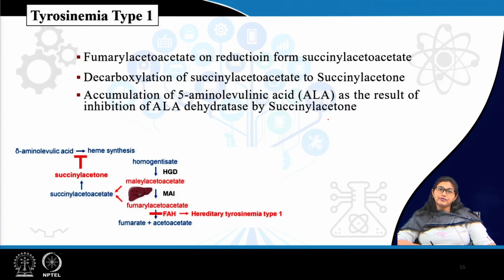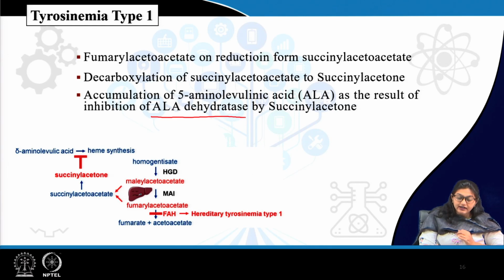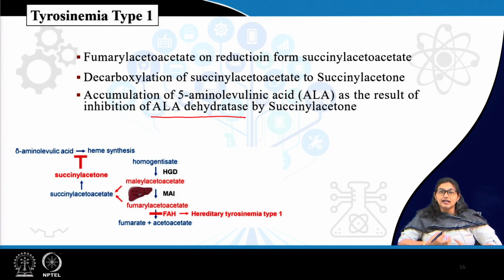Now, apart from that, you remember the enzyme delta ALA synthase which is required for heme synthesis. The next enzyme is delta ALA dehydratase. So, the delta ALA dehydratase enzyme is basically inhibited in tyrosinemia type 1.